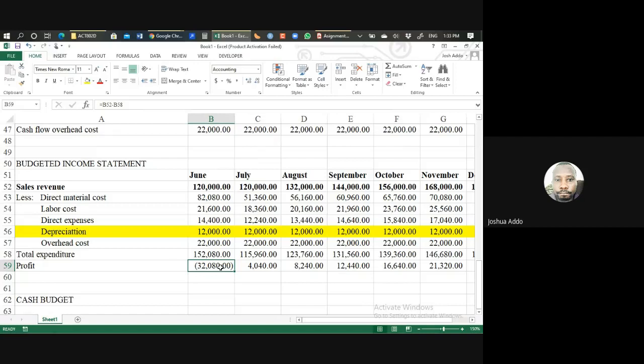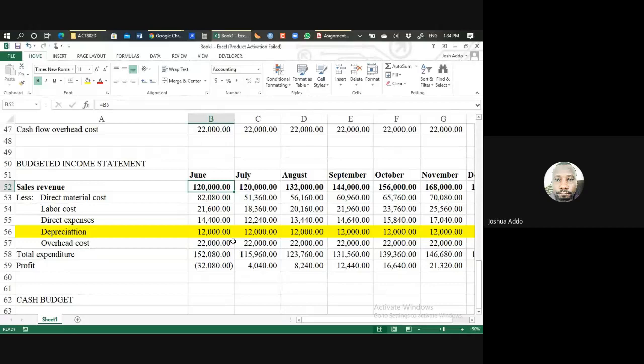For example, this 120,000 Ghana cedis sales revenue in June will be in the income statement in June. Whether it will actually be received in June or not is not a point in the income statement, but it is a big point in the cash flow statement or the cash budget. In the cash budget, in addition to knowing how much cash is available, we also have to know when the cash will be there, so that for those periods when we wouldn't have enough cash to meet our obligations, we can make plans for them.